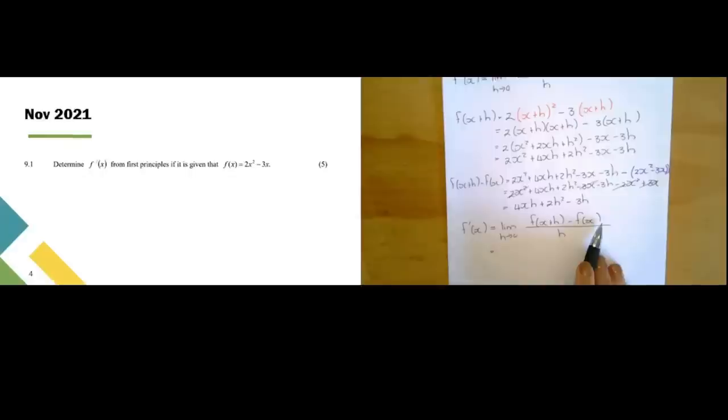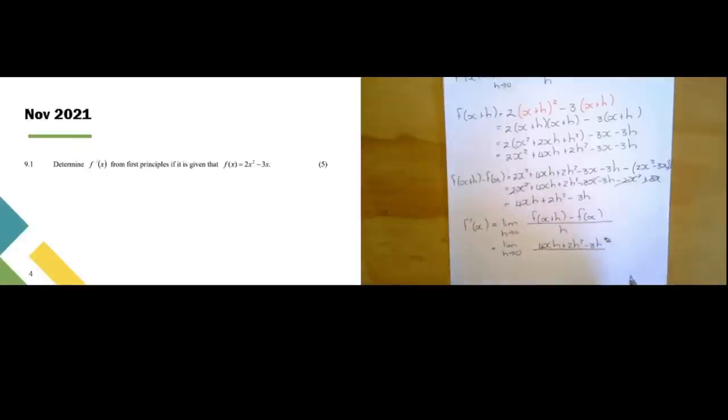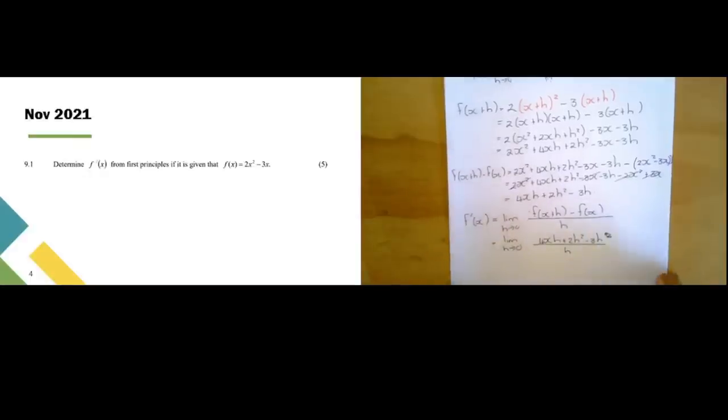Very important in this question, grade 12, do not drop that limit yet. You have to write it down, and don't drop the equal sign either. They will penalize you on your notation in this question. So equals the limit of h approaching 0. I have already calculated this. I've done it right here. So I can say it's 4xh plus 2h squared minus 3h, everything over h.